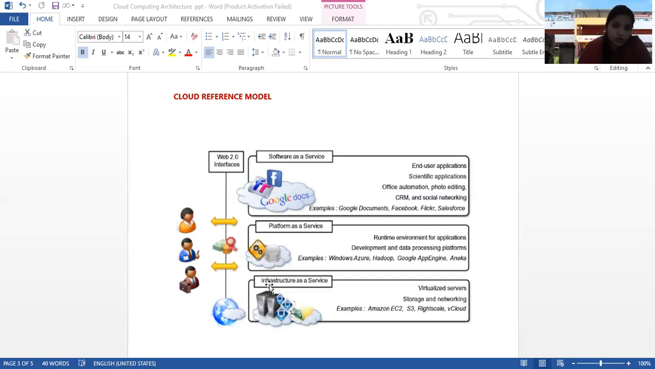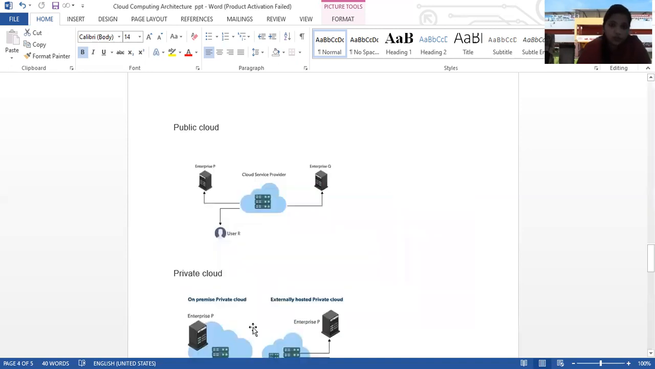Types of cloud: public, hybrid, and community. So, public cloud and private cloud.